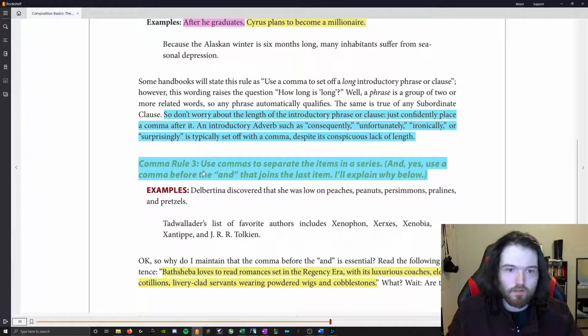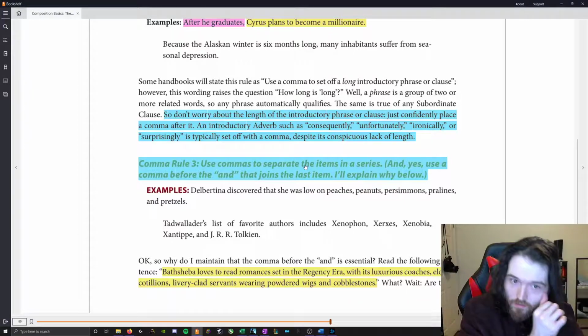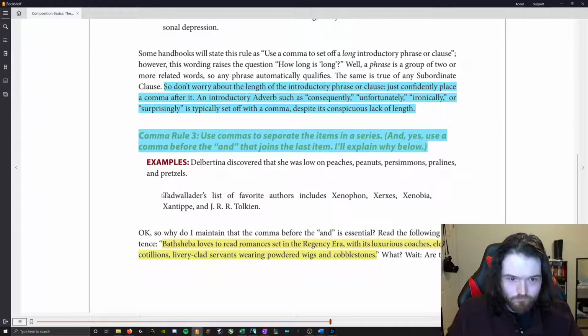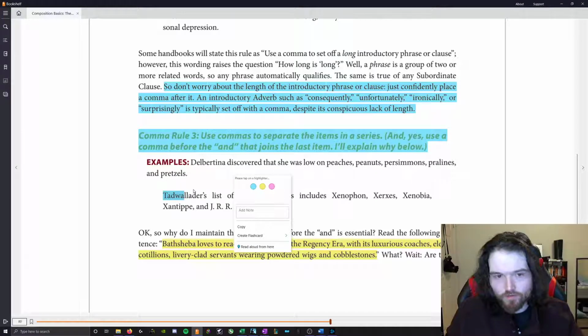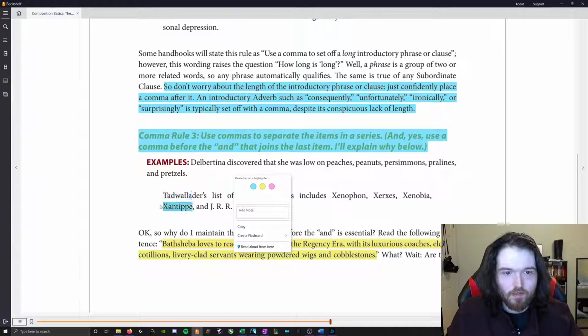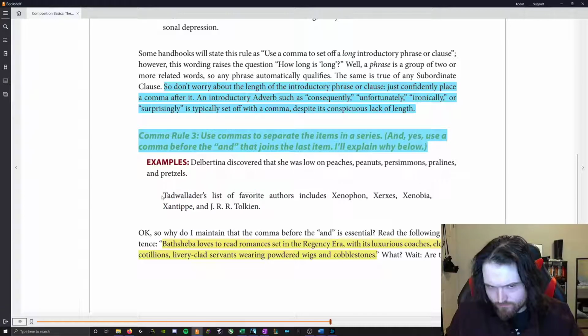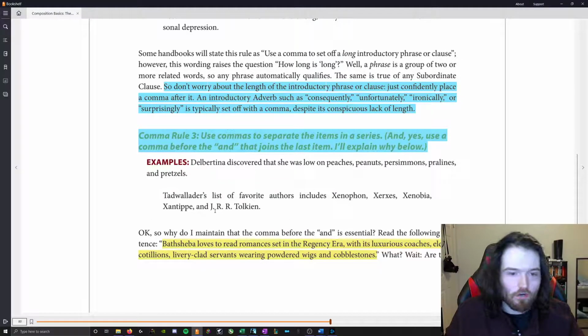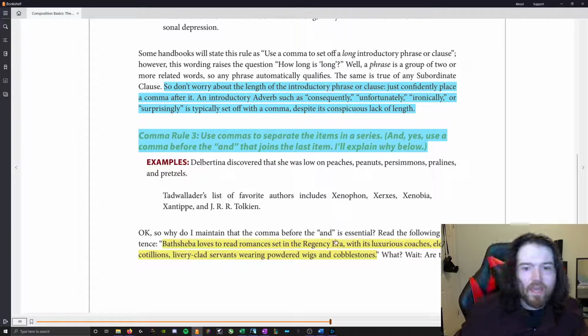So be confident. Use commas to separate the items in a series. And yes, use a comma before the and that joins the last item. You guys have also been doing this all semester, so I'm not too worried about this one for you guys, but we're going to go over it anyway. So, this guy's list of favorite authors includes Xenophon, Xerxes, Zenobia, Xanthippe, and J.R.R. Tolkien. Alright, so why do I maintain that the comma before the and is essential?